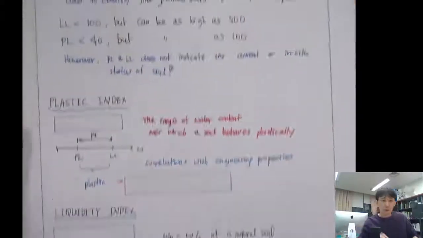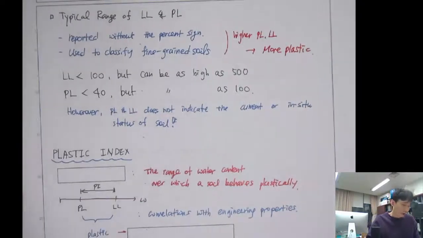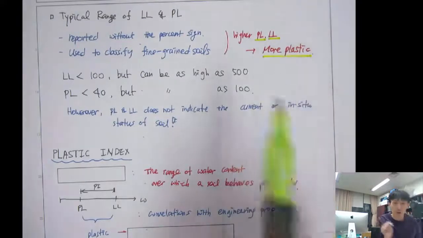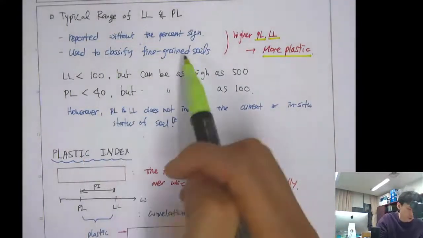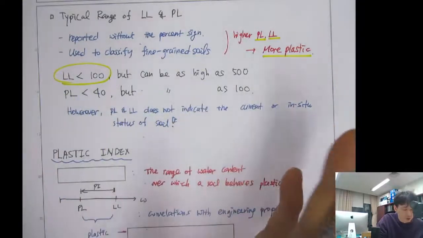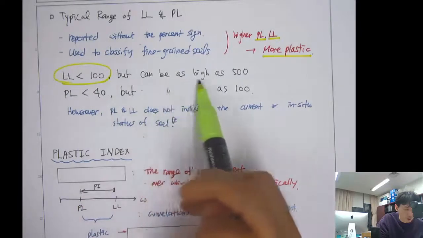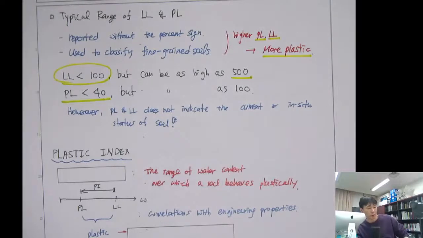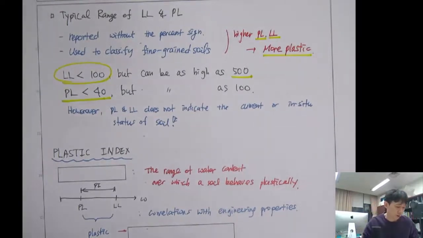So then, what's the typical range of the liquid limit and plastic limit? It's reported without the percent sign, even though it used the water content. The higher the plastic limit and liquid limit, the more plastic the soil is, and they are used to classify fine-grained soil. The liquid limit in general is less than 100, but it can be as high as 500. And the plastic limit for clay soil is also less than 40, but it can be as high as 100.